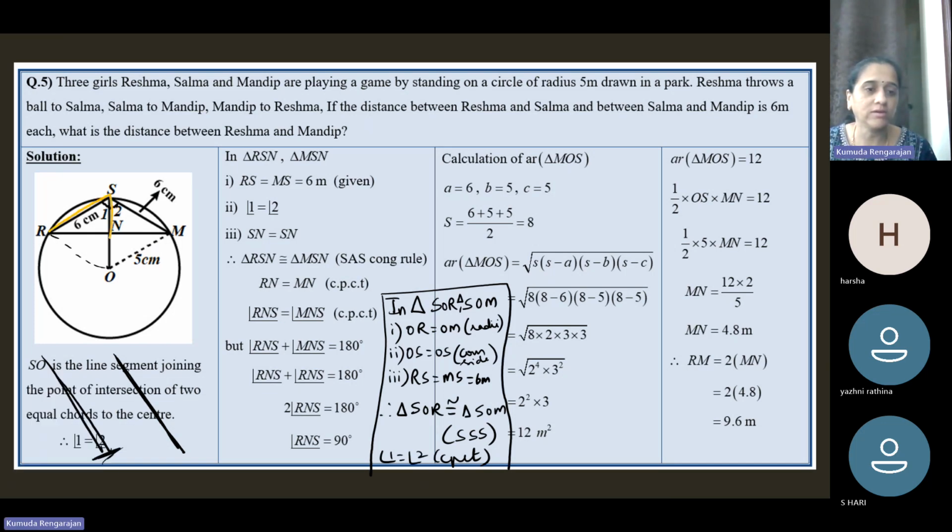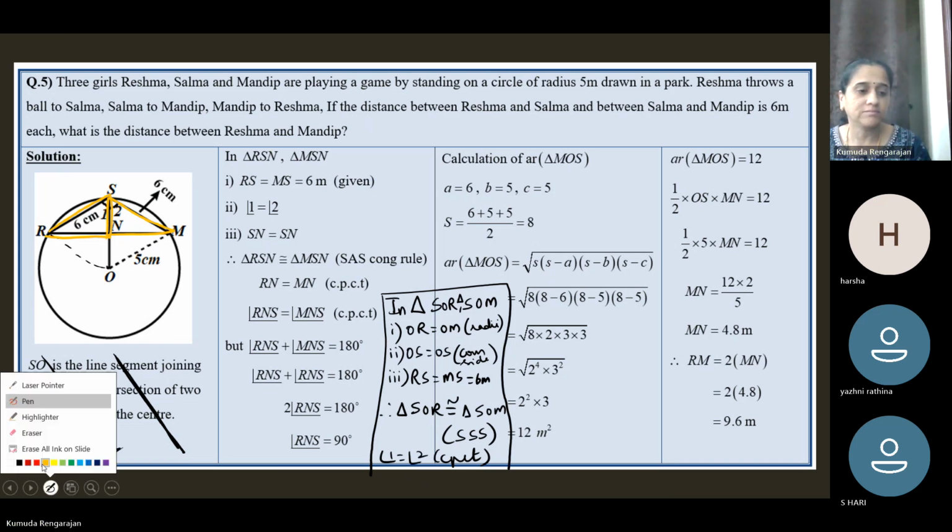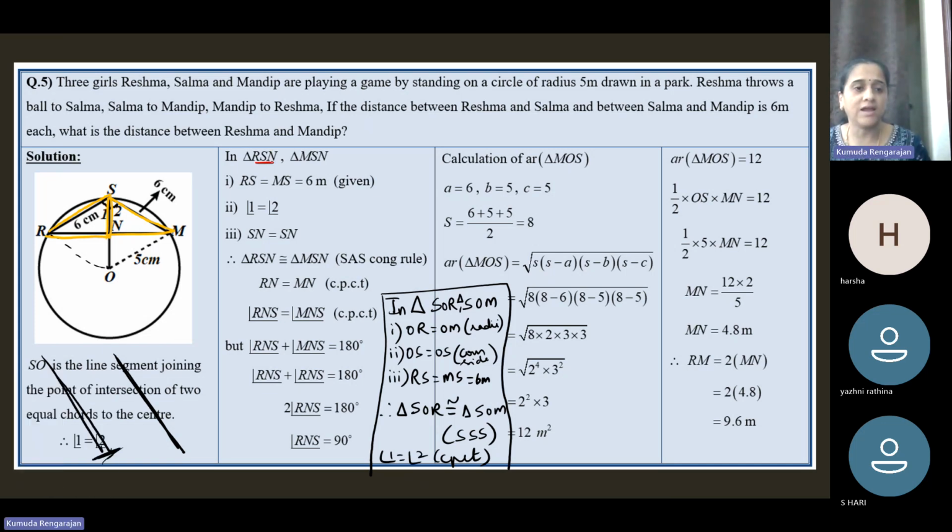This one, and this one, and show that they are congruent. That also we have all the information here. In triangle RSN, can you see RSN, this triangle RSN and triangle MSN. In these two triangles, you can see RS is equal to MS.